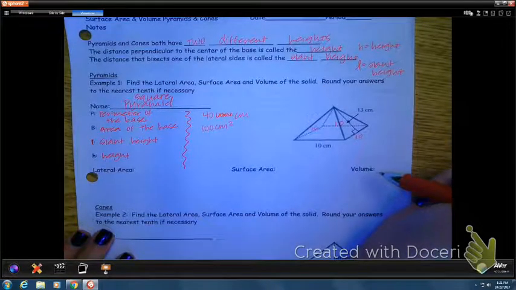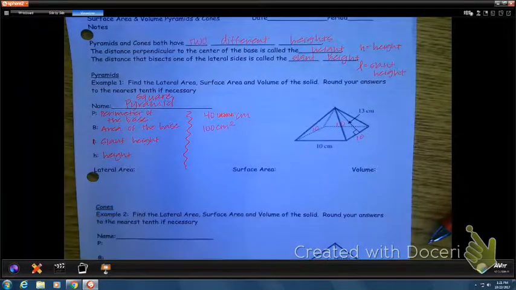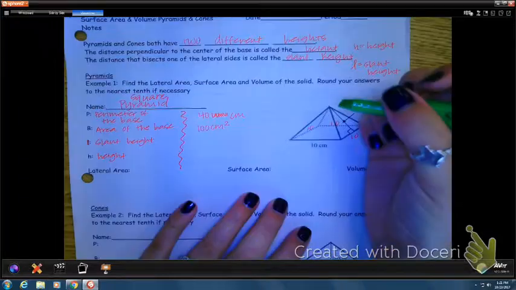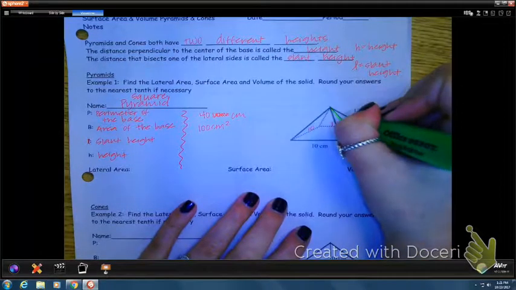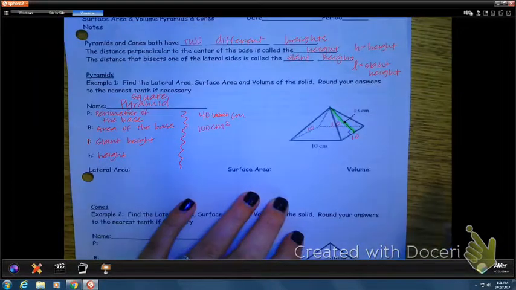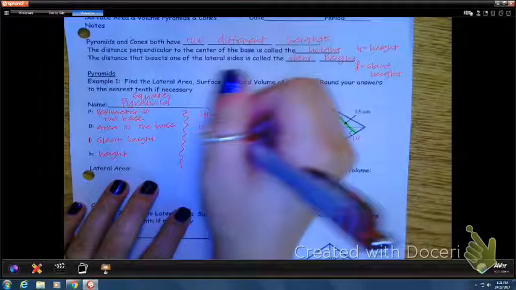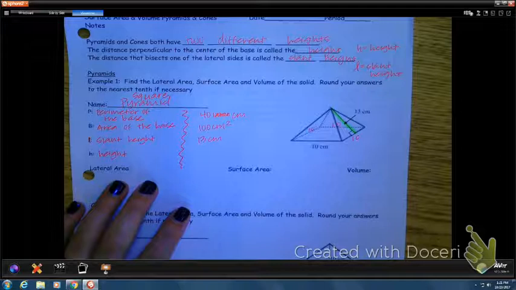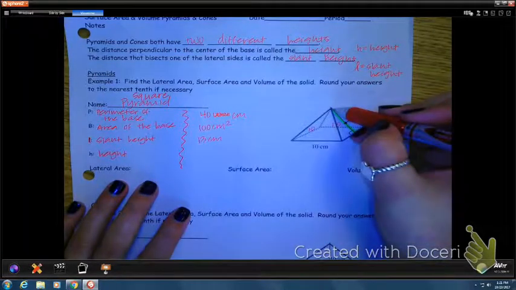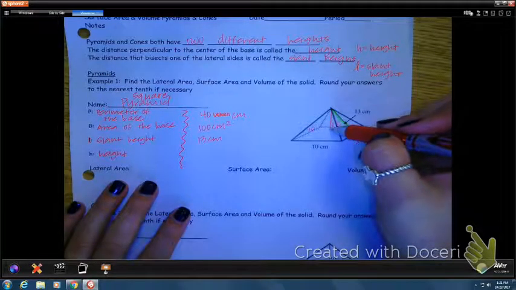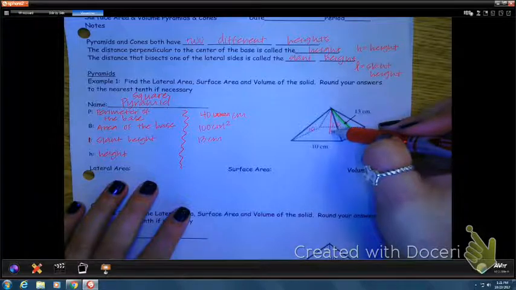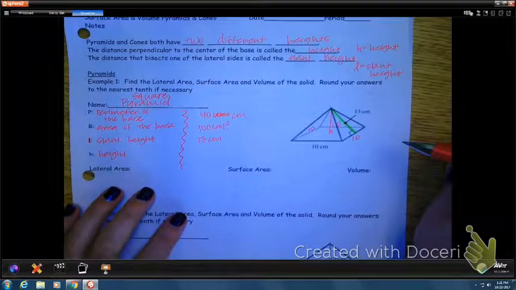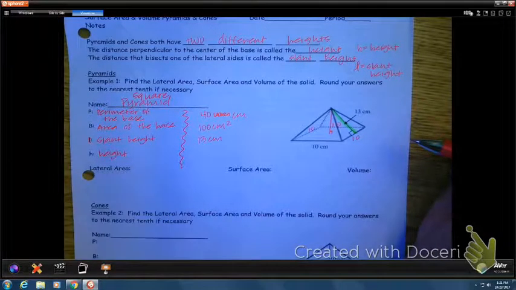Your slant height. Remember that the slant height bisects one of the lateral sides. So this little guy right here is your slant height, which is 13 centimeters. And our height is unknown. We are looking for this piece right here, because we want it perpendicular to our base.